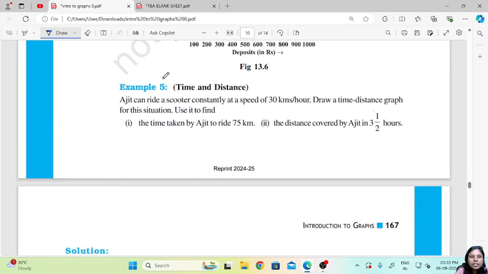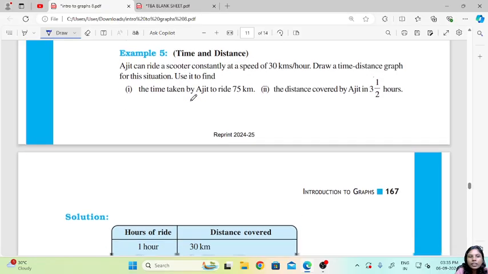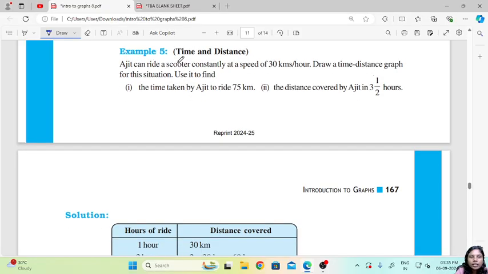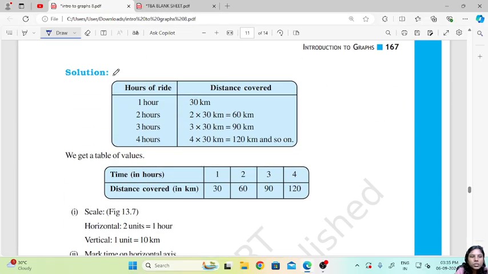Now lastly let's look at this example of time and distance. Ajit can ride a scooter constantly at a speed of 30 km per hour. Draw a time distance graph for this situation. Use it to find, first, the time taken by Ajit to ride 75 km and second, the distance covered by Ajit in 1/2 hours. Okay, so the solution.